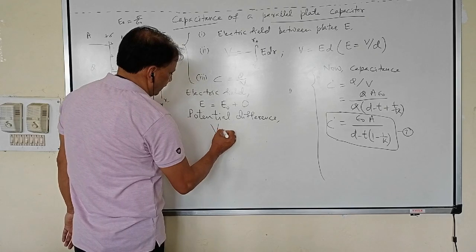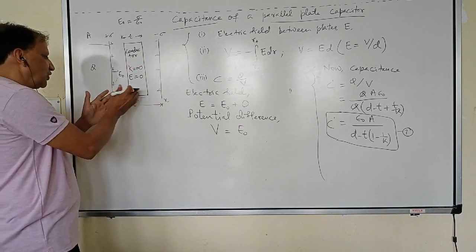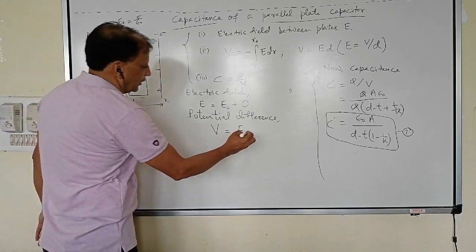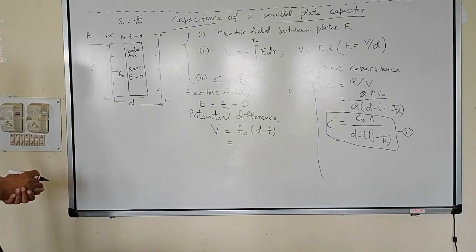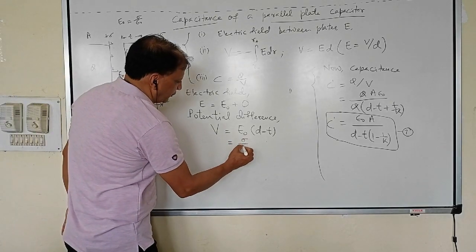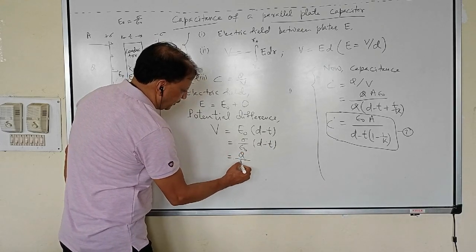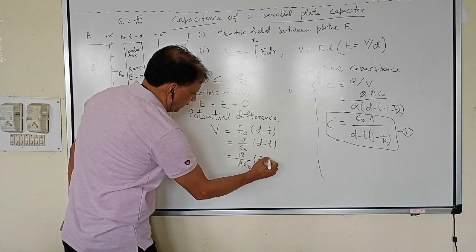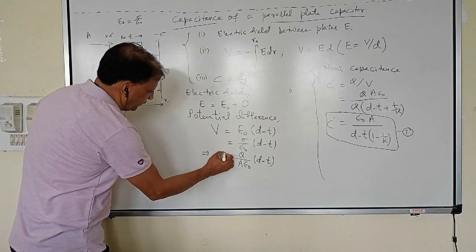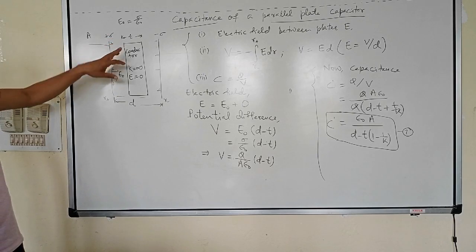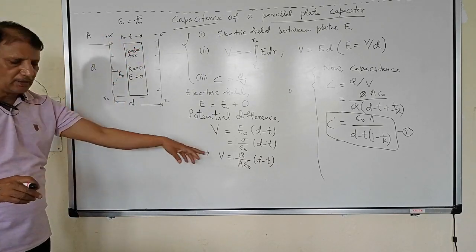Now second step, the potential difference V between the plates is the E0 field times the separation. So E0 is operating in the region D minus T. What is the value of E0 in the absence of the conductor? It is sigma by epsilon naught, times D minus T. And sigma is the surface charge density, Q upon A. So we have found the expression for V, the potential difference between the plates, in the case of a conductor of thickness T placed between the plates.